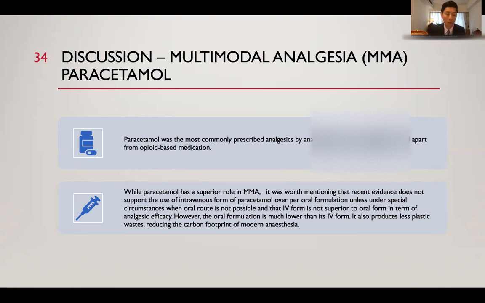Another option will be giving it before the OT, say, on call to OT. So the patient will be given oral paracetamol before entering the OT. The advantage of giving per oral paracetamol is that, first of all, it's more economical. The price is much less. Secondly, it produces less plastic waste. That is carbon footprint. So we give a more greener anesthesia.